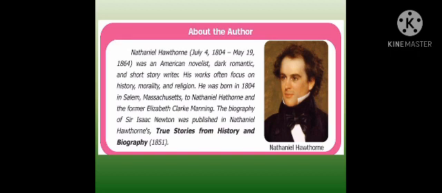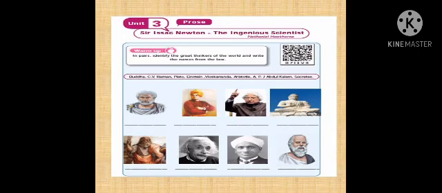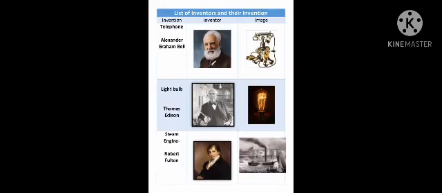He was born in 1804 in Salem, Massachusetts to Nathaniel Hawthorne and the former Elizabeth Clark Manning. The biography of Sir Isaac Newton was published in Nathaniel Hawthorne's True Stories from History and Biography, 1851. There are so many great people in the world. Now let's see some philosophers and great scientists.